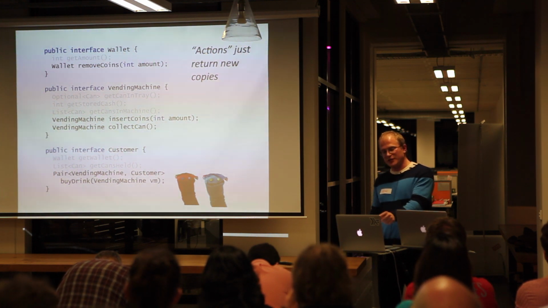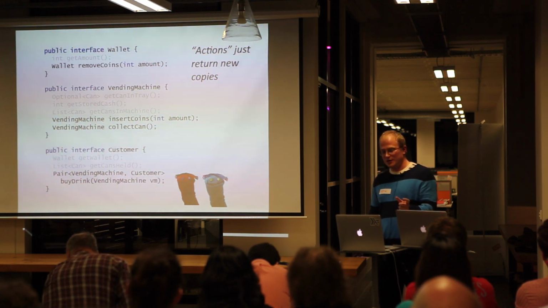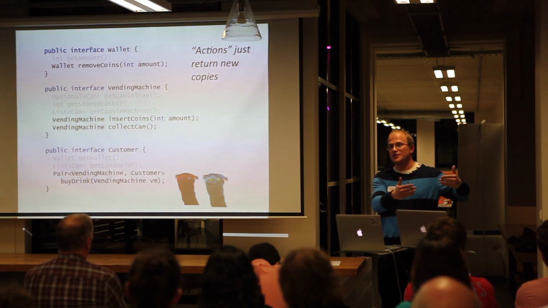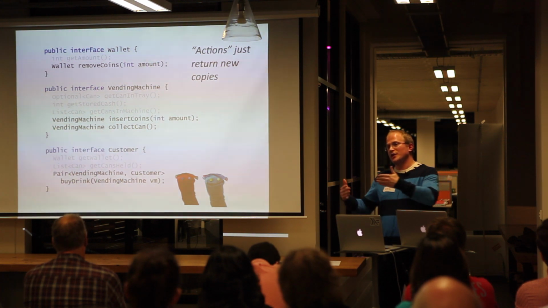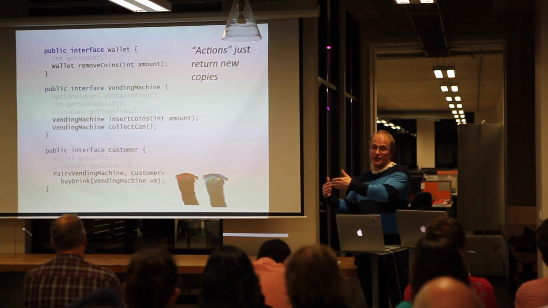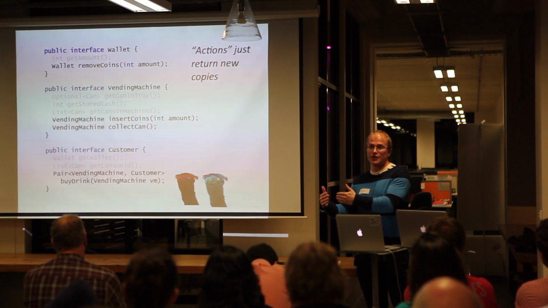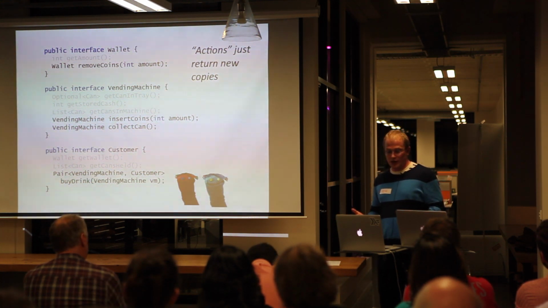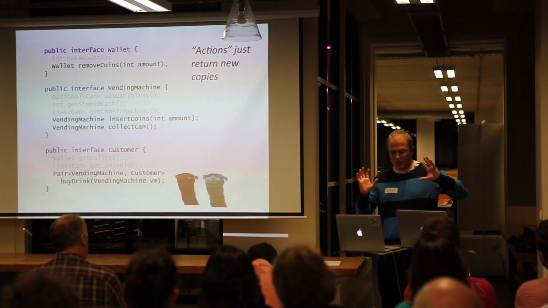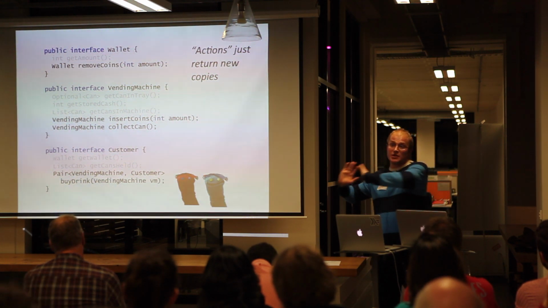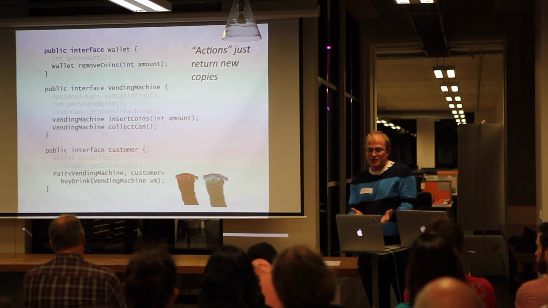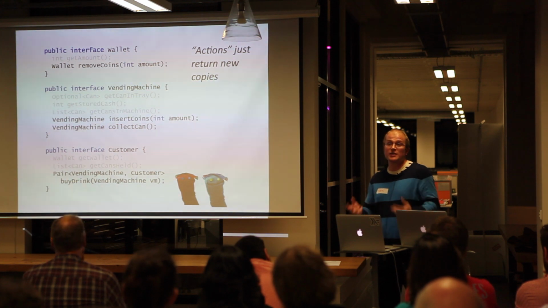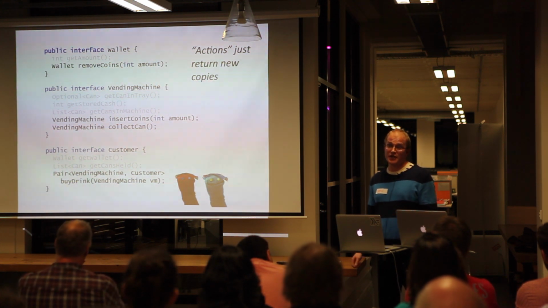So this buy drink is an operation that starts with a customer in a certain state and a vending machine in a certain state, and it will result in a new state for the customer and a new state for the vending machine. To express this as a pure function, it's just a function from a customer and vending machine to a customer and vending machine. So this expresses in a very minimal and clean way precisely the nature of the computation that we're performing.